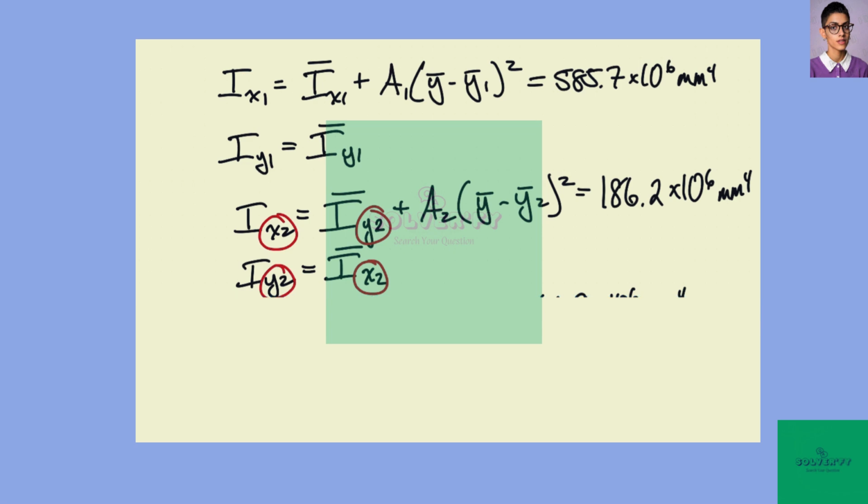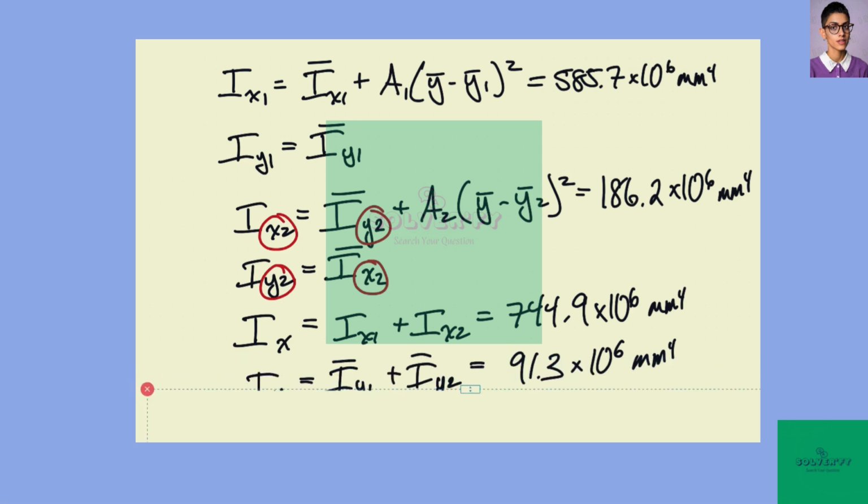Now, again, the area moment about the overall centroidal y-axis is the area moment about the centroidal x-axis shown in the book. So we can add up basically everything. We take these two pieces and add them up to find the total area moment about the centroidal x-axis, and we get 744.9 times 10 to the 6th. And for the centroidal y-axis, we get 91.3 times 10 to the 6th.